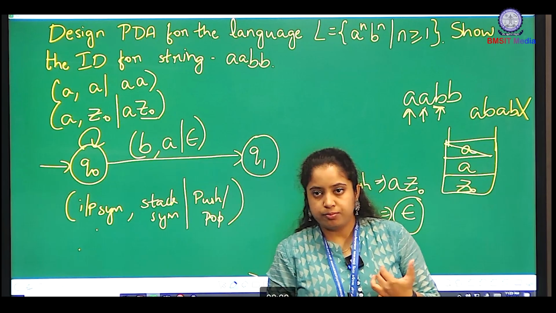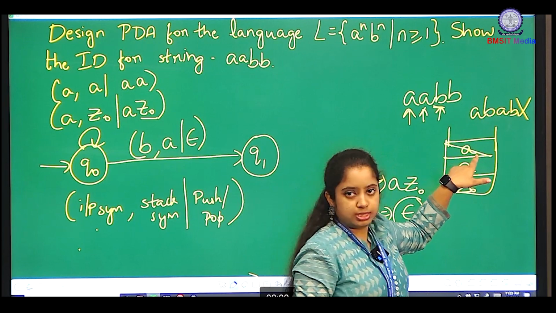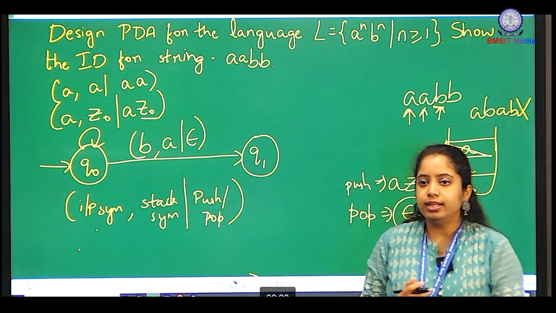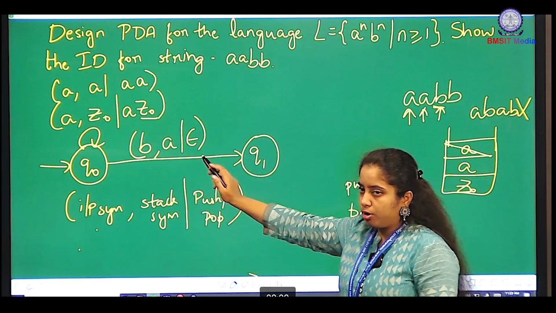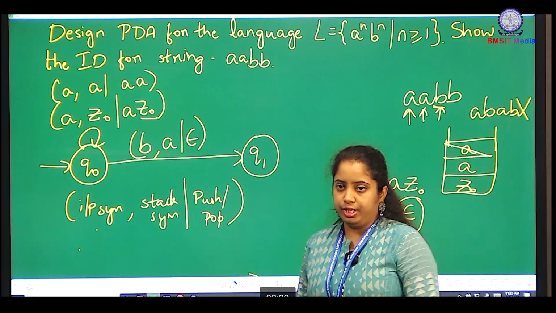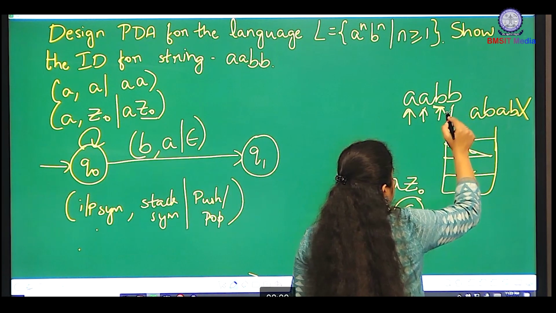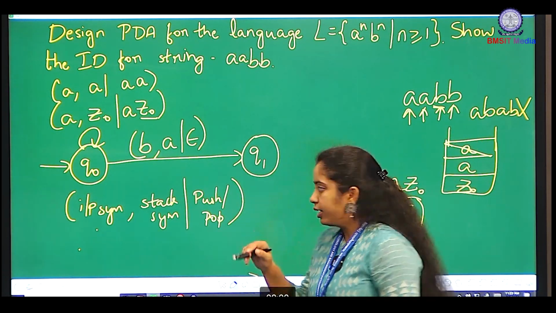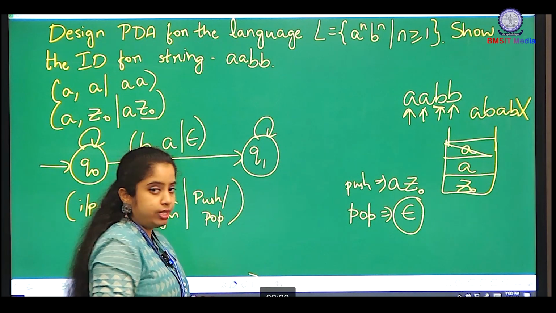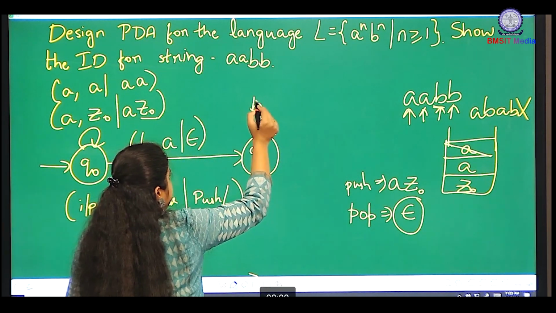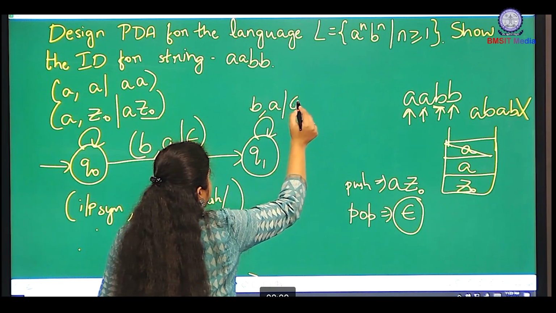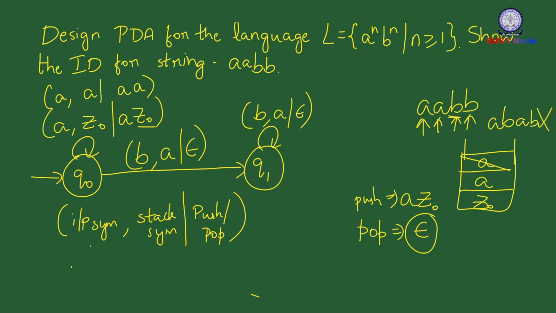So you are reading B, and the top stack element is A, and when you read B upon A, you have to pop it. Pop is mentioned using epsilon. This is only for one B. Again you are reading one more B. Where should it go? Again you will have a self loop in Q1 saying B will be the input symbol, A will be the stack element, and you will perform the pop operation.